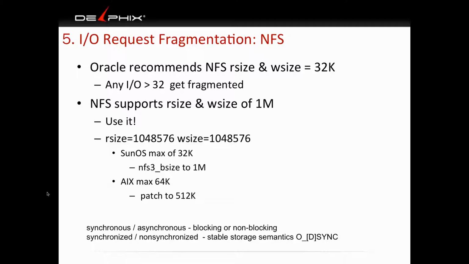So, I/O fragmentation on NFS. Again, here's another problem with Oracle. They recommend that the read-write size on the NFS mount is 32K. That means any I/O request greater than 32K is going to get fragmented on NFS. But NFS supports 1 meg read-write, and I recommend highly to use it. A couple of caveats though, if you're on Sun, even if the mounts are 1 meg read-write, there's a kernel parameter that limits it to 32K, the NFS read size, so you need to set that up. On AIX, the maximum is 64K, but you can get a patch from IBM that boosts it up to 512.